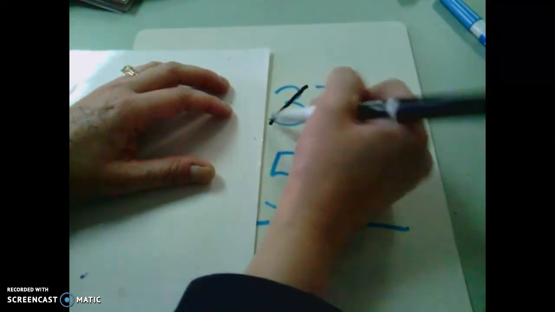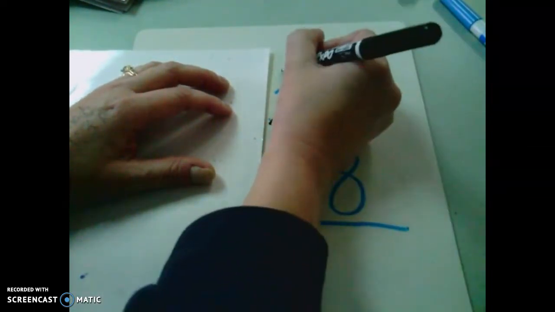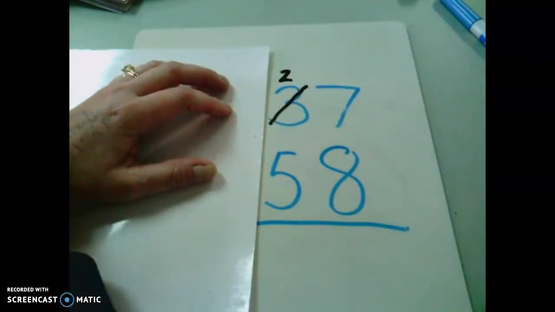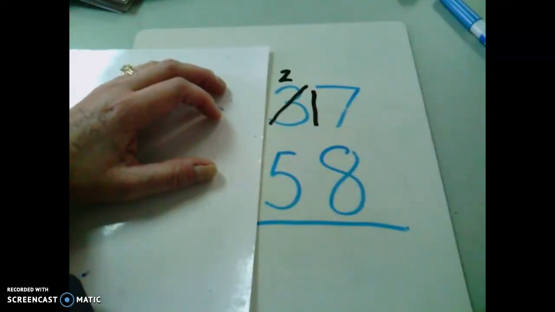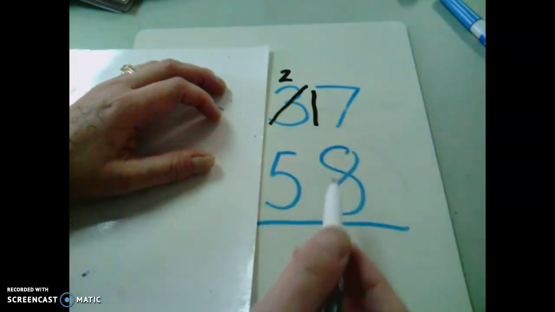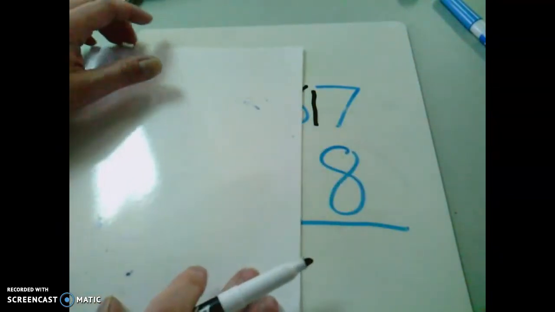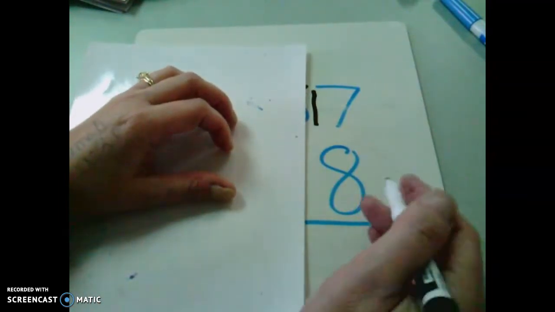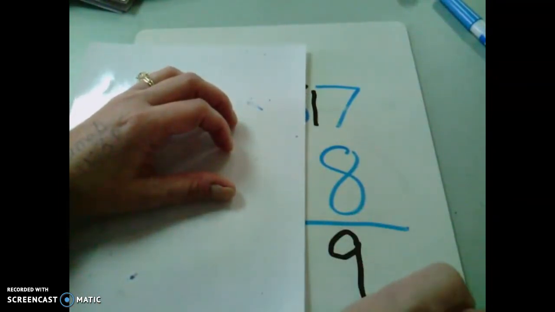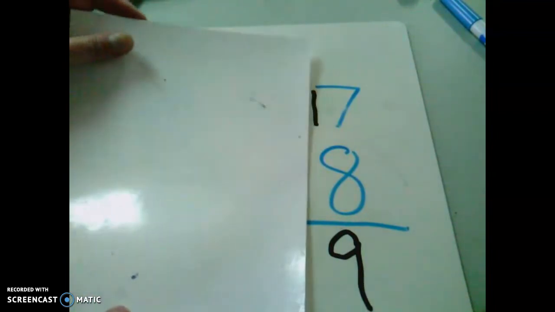We're going to cross the 3 off. It becomes a 2, and I write that right up there. And then the one that I borrowed goes in front here. So now I think of this problem as 17 minus 8, because I can even cover this up. 17 minus 8. Well, I know that that is 9. Okay? All right, so I did my ones.